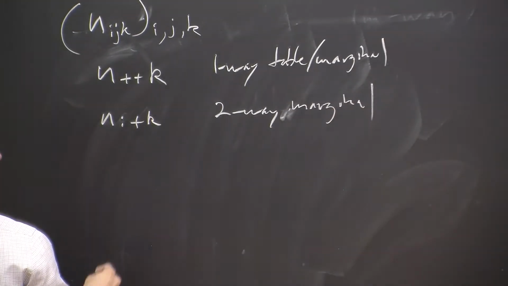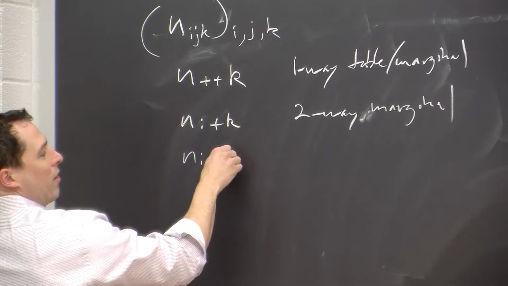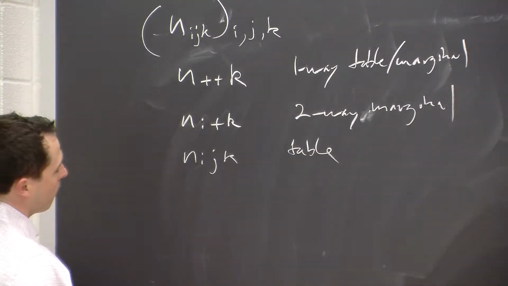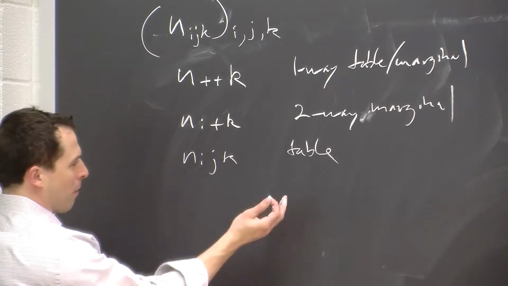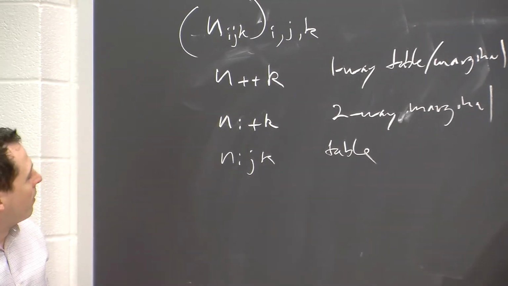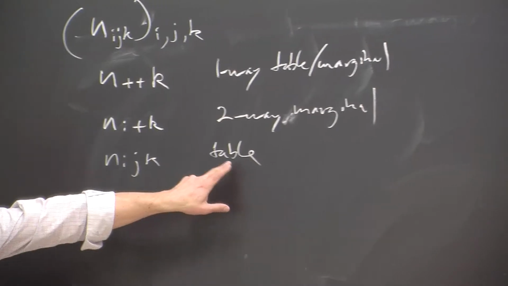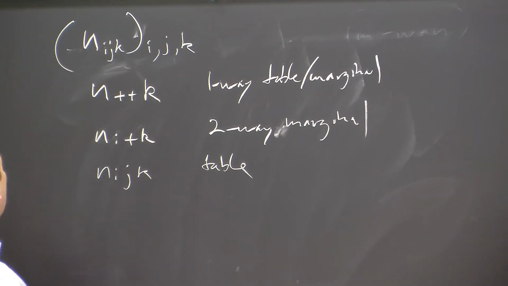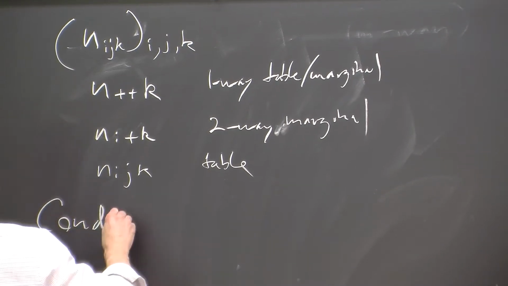And of course, this is not at all a marginal, that's just the table. But it's kind of a zero-way marginal. Or I could sum them all, and that's not a zero-way marginal, it's a three-way marginal. If I sum them all, that would be a zero-way marginal. And I can also get conditionals.